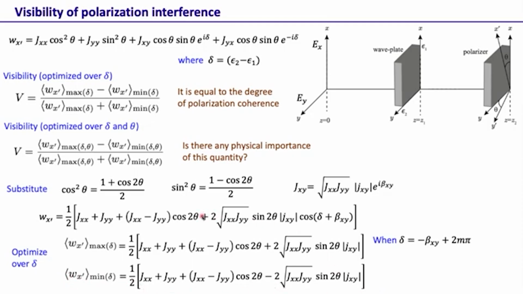Here we just put in the minus sign. That means we have taken cosine delta plus beta xy to be minus 1. That's when it is minimum, and that's the quantity we get. And the condition for this would be delta equal to minus beta xy plus twice m plus 1 pi, where m is 0, 1, 2, an integer. So these are the expressions for the maximum of Wx prime and the minimum of Wx prime.